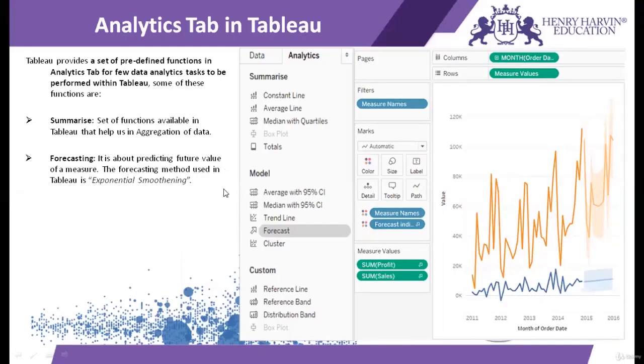So after forecasting, we'll be discussing the trend line options available in the model section of the analytics tab. When I talk about trends, these are basically used to predict the continuation of a certain trend of a variable. They also help to identify the correlation between two variables by observing the trend in both variables.